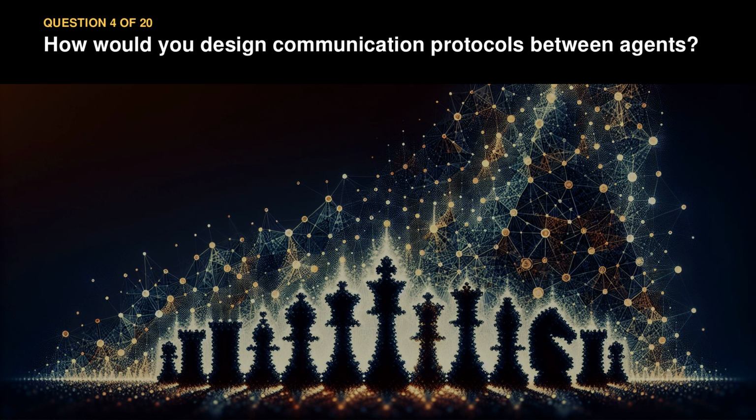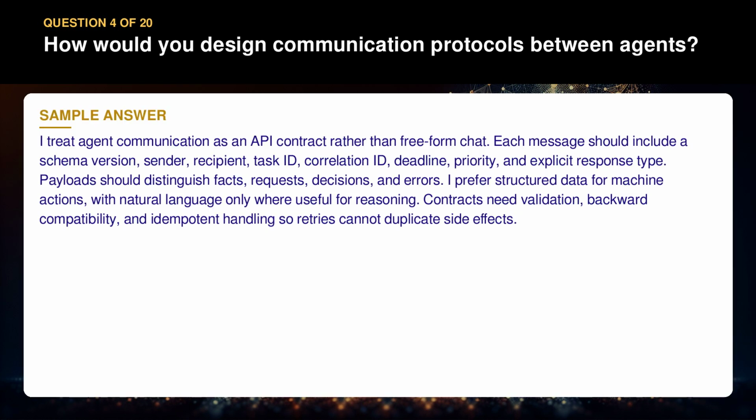Question 4. How would you design communication protocols between agents? I treat agent communication as an API contract rather than free-form chat. Each message should include a schema version, sender, recipient, task ID, correlation ID, deadline, priority, and explicit response type. Payloads should distinguish facts, requests, decisions, and errors.